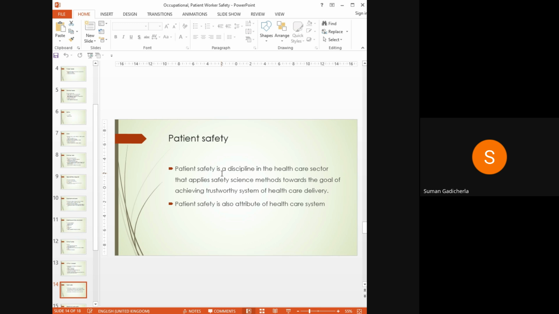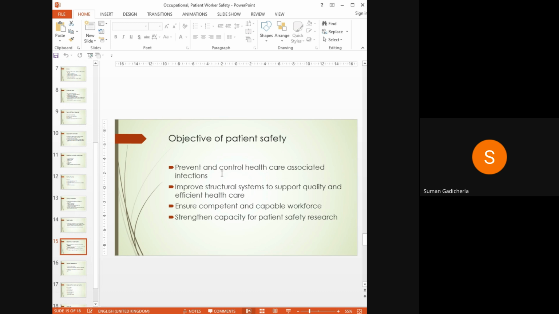All these things will come under patient safety. Patient safety is an attribute of the healthcare system. Now, what is the objective of patient safety? It is to prevent and control healthcare associated infection. You should not be introducing new infections to that person.